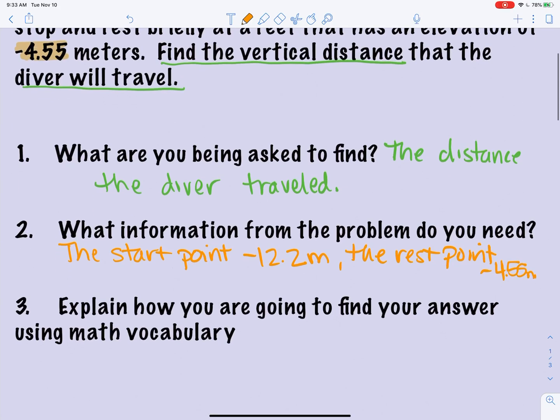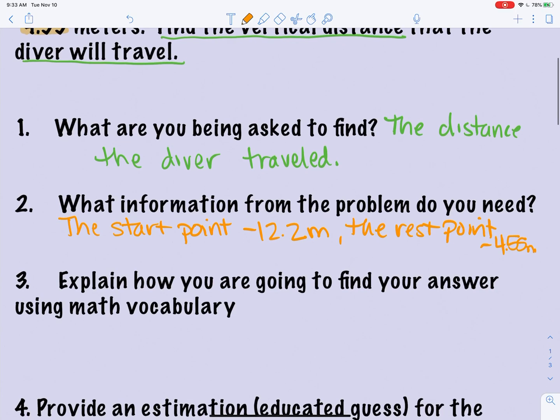So the next question is going to be, explain how you are going to find your answer using math vocabulary. I personally need to draw some sort of picture first so that I understand. She starts at negative 12.2. She's going up to negative 4.55. I want to find this, which is the difference. So I'm going to subtract the two to find the difference.